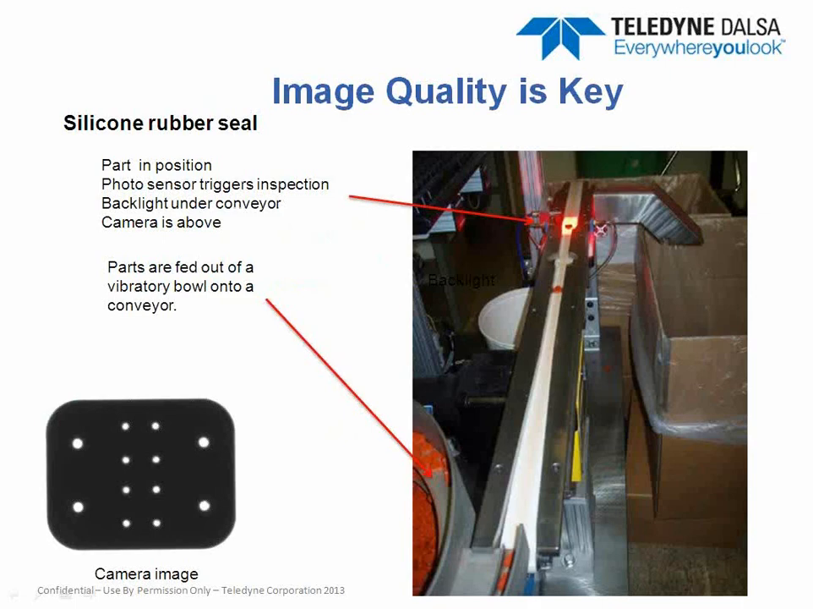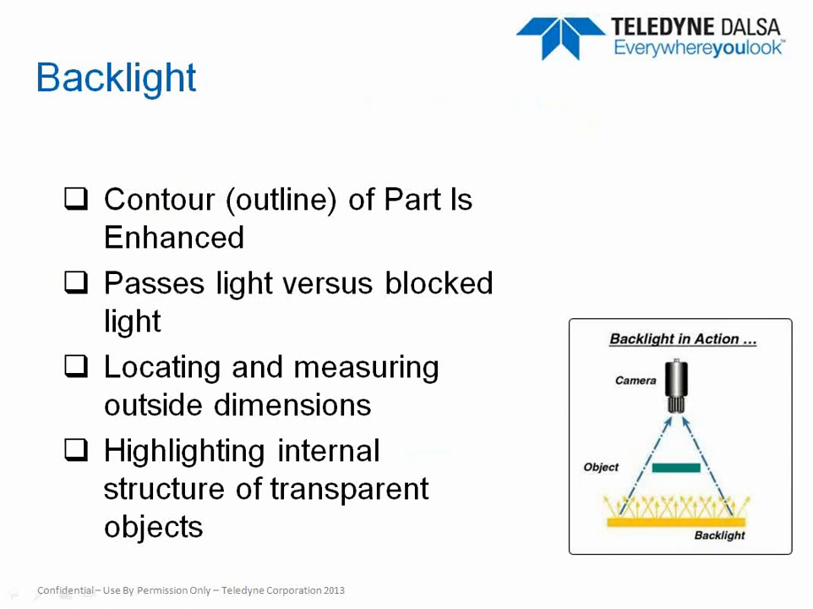What they're looking for is the number of holes and where they are, and a backlight does a good job right on the conveyor. Light goes through the holes and passes the light. It's good for locating, good for measurements, and that's probably the best lighting you get for accuracy in measurement. Just kind of like a shadow graph.